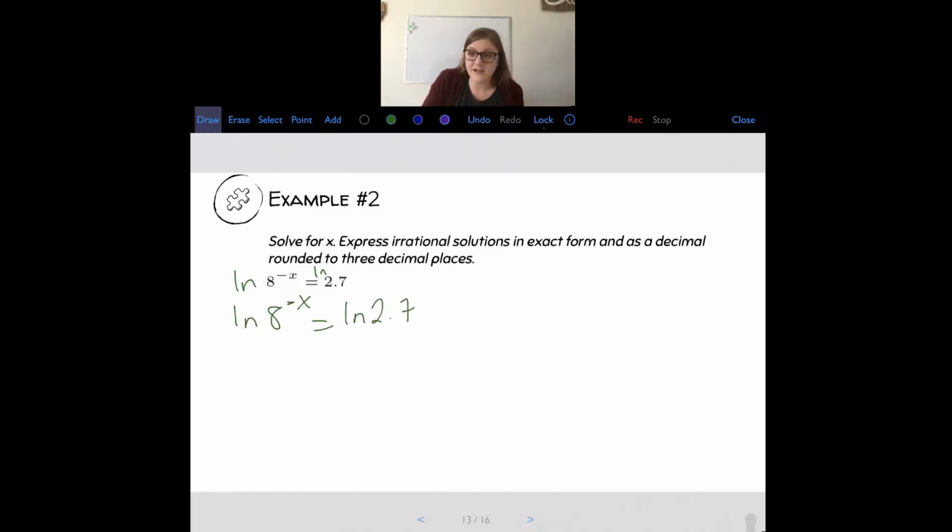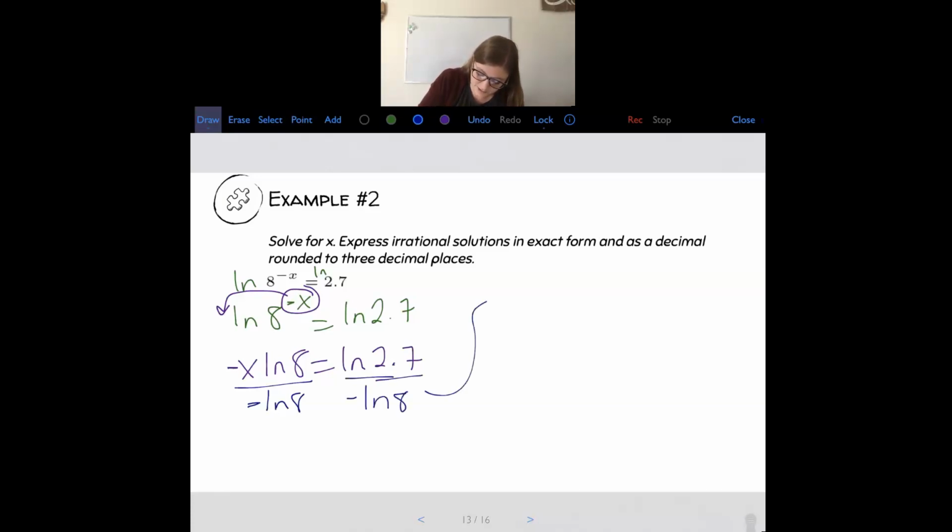In order to solve for x right now, it's up there in the exponent, but by using the power rule, I can bring it in front. Now to solve for x, we divide by negative ln of 8. Even though the negative is on the outside, we're still going to divide by negative, so we just get x by itself. So this gives us x is equal to negative ln of 2.7 over ln of 8.